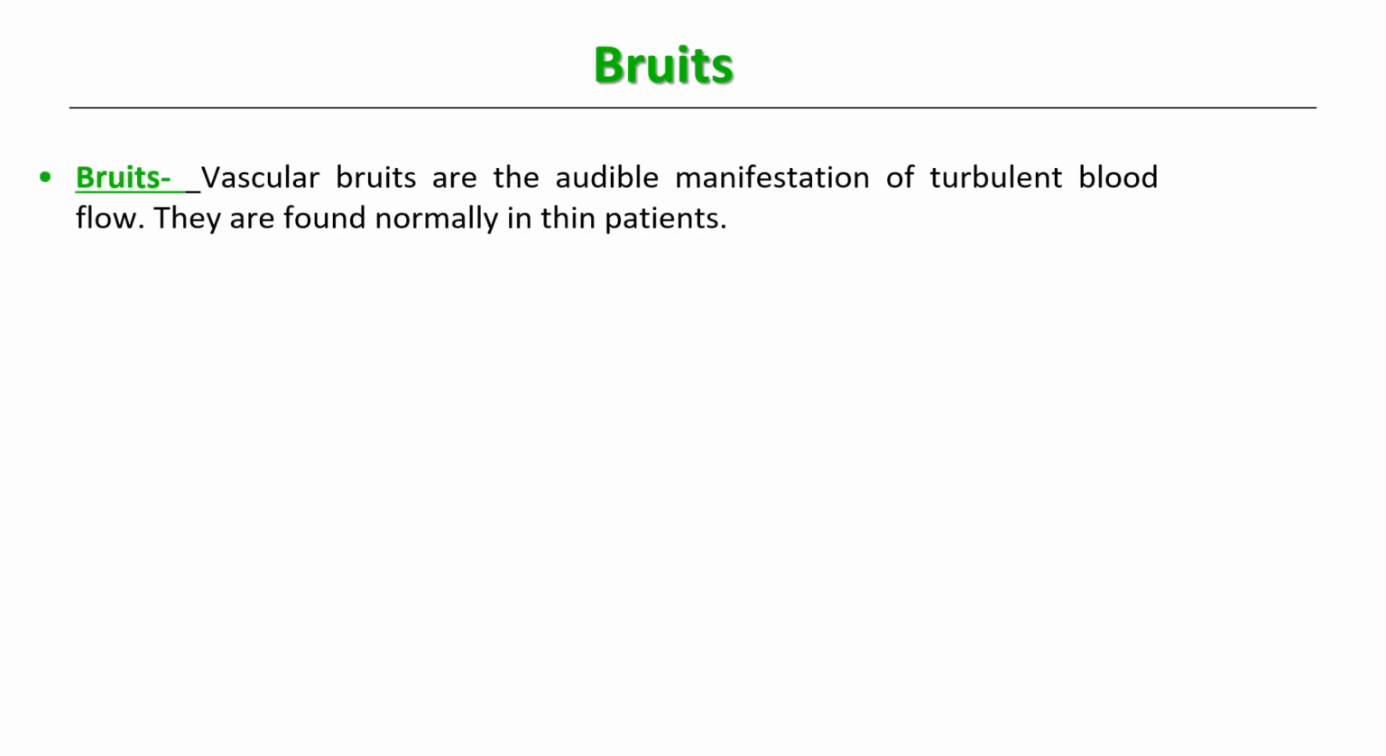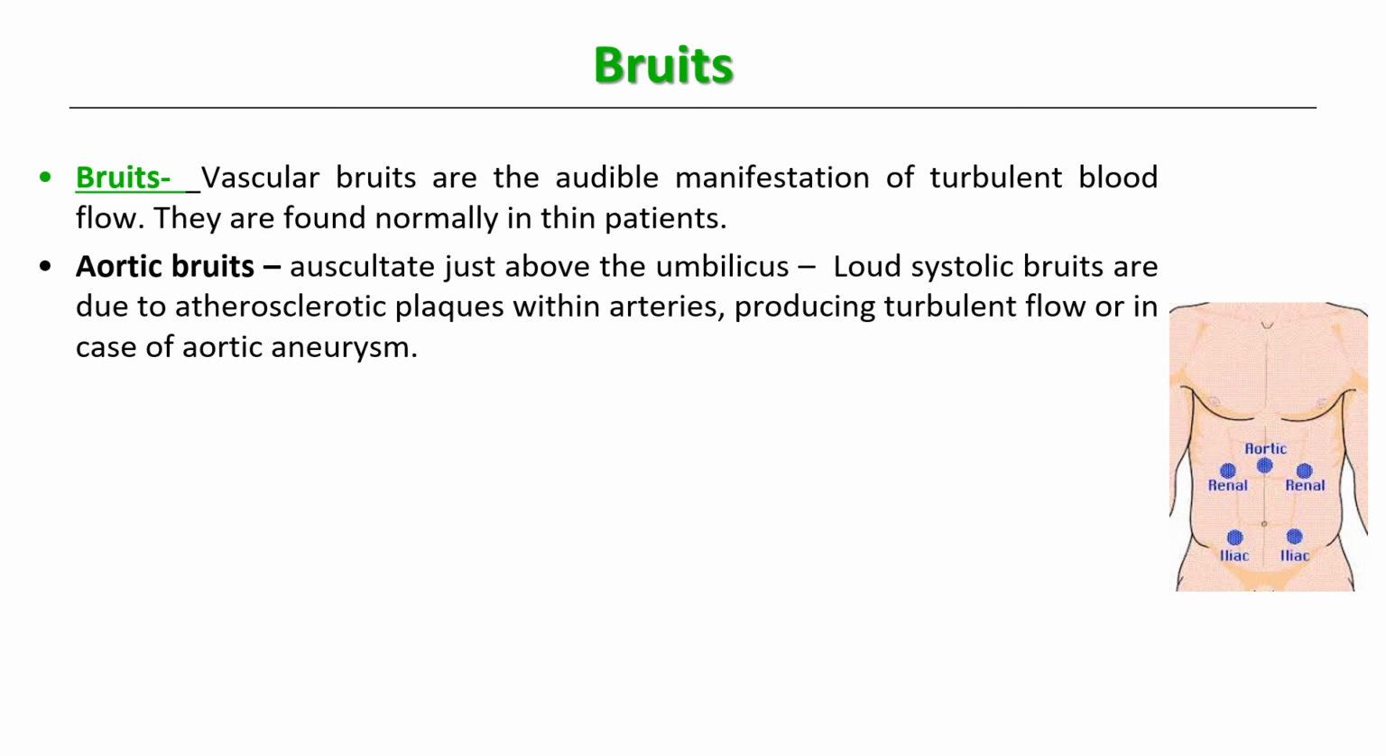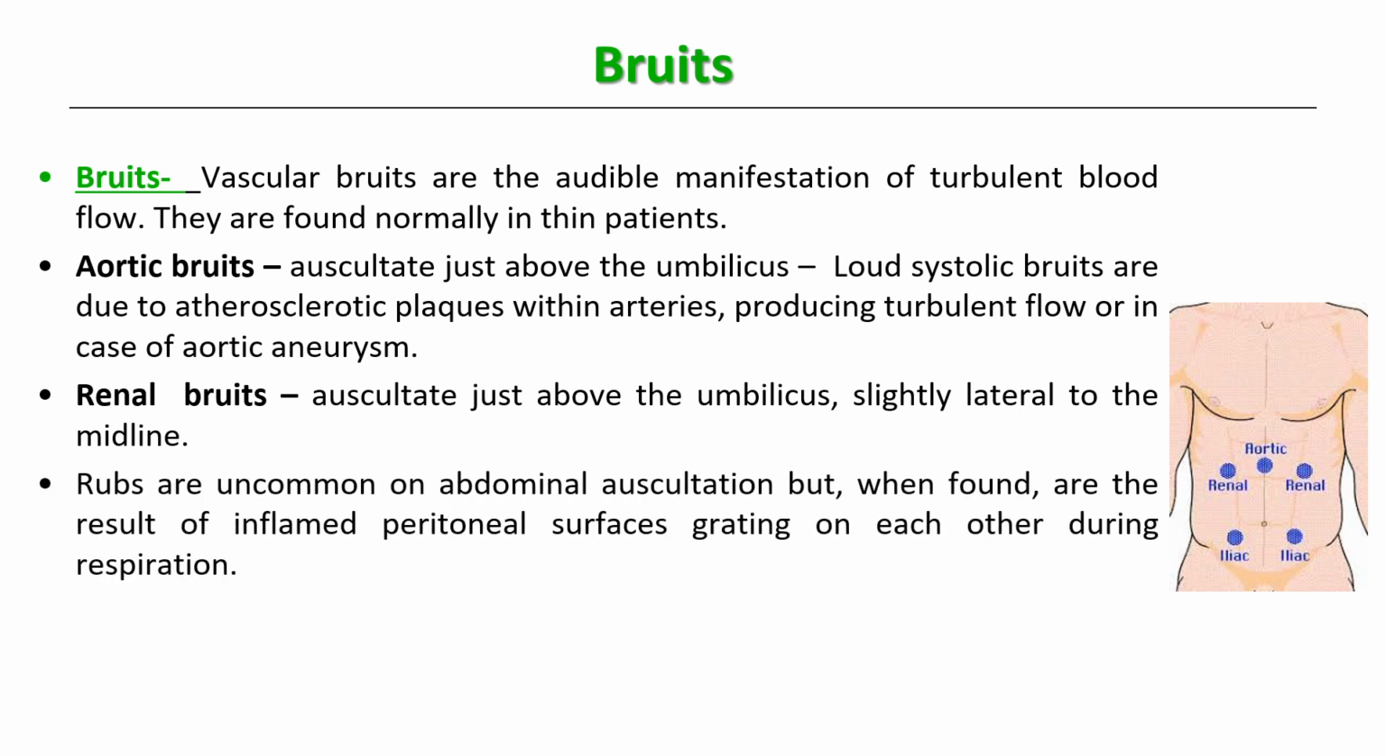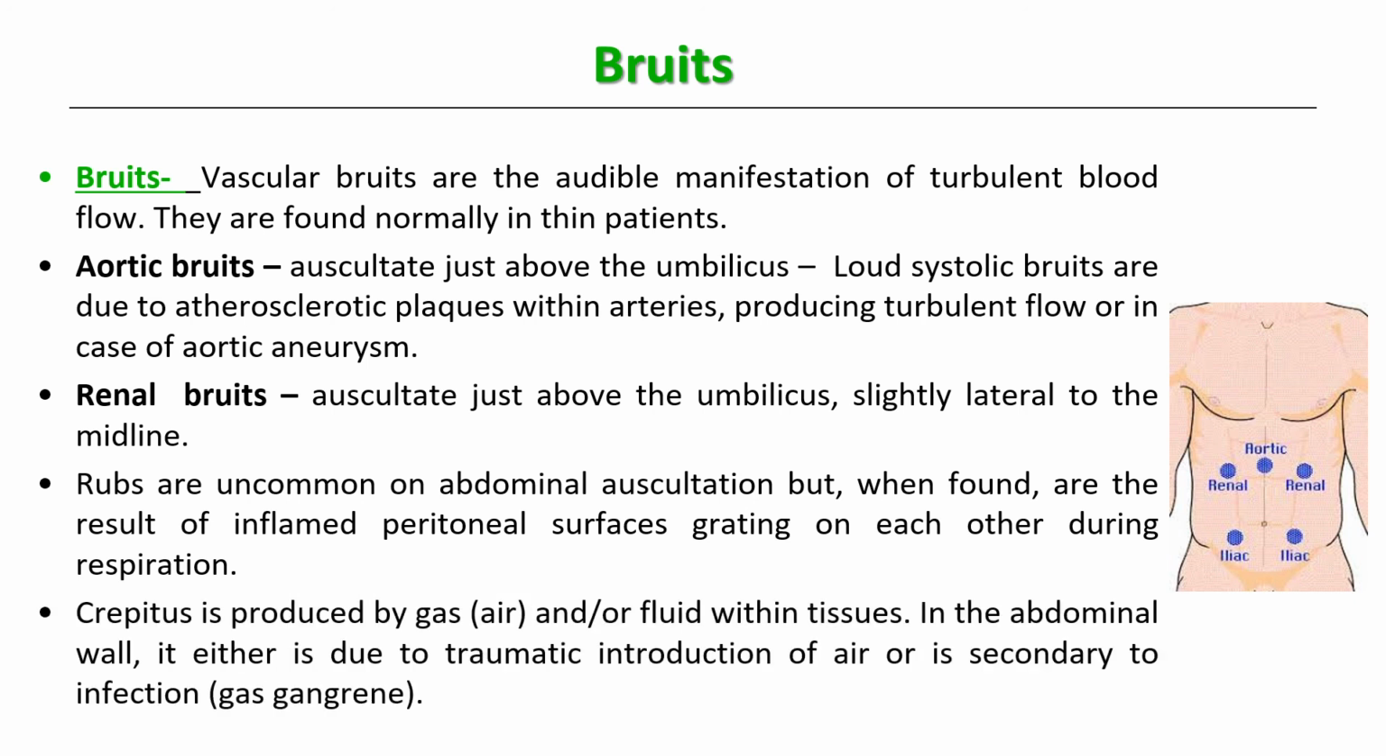Vascular bruits are the audible manifestation of turbulent blood flow. They are found normally in thin patients, like aortic bruits. Auscultate just above the umbilicus. Loud systolic bruits are due to atherosclerotic plaques within arteries producing turbulent flow, or in case of aortic aneurysm. Renal bruits: auscultate just above the umbilicus, slightly lateral to the midline, as you can see in that picture. Rubs are uncommon on abdominal auscultation, but when found are the result of inflamed peritoneal surfaces grating on each other during respiration.